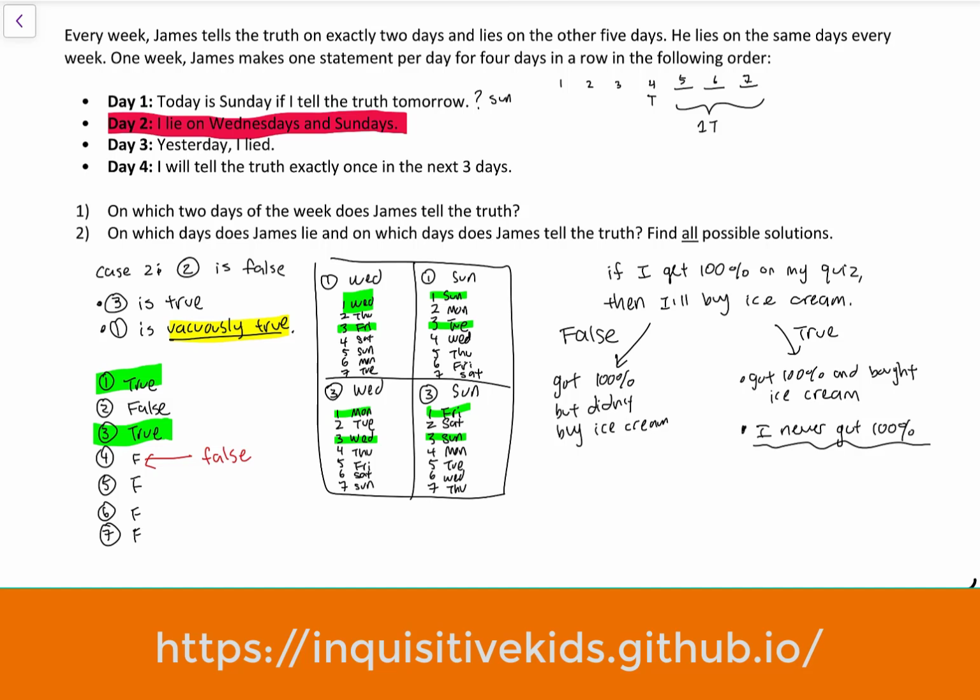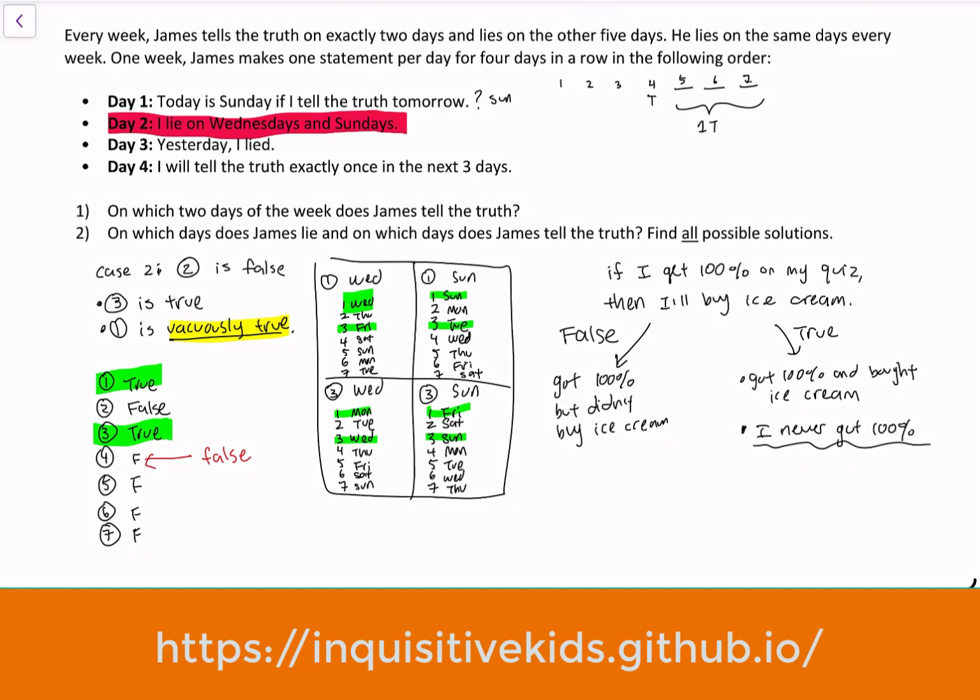And this is our solution. There are 4 solutions in total. The first solution is that the truth days are on Wednesday and Friday, and day 1 is made on a Wednesday. The second solution is that the truth days are on Sunday and Tuesday, and statement 1 is made on a Sunday. The third solution is that day 1 is a Monday, and days 1 and 3 are the truth days. The fourth solution is that day 1 was a Friday, and the truth days were days 1 and 3, which are Friday and Sunday.